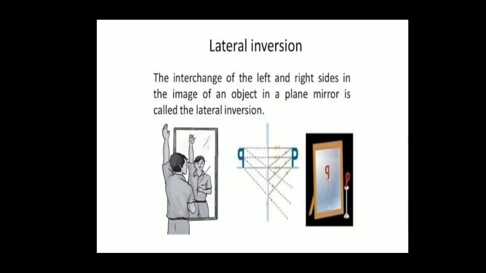So these are the same things. See here in this diagram, a person is lifting his left hand, but the image, if you see, appears as a right hand. So the left changes into right and the right changes into left, but not top and bottom. This characteristic is called lateral inversion, interchanging of the left and right side of the thing. See the letter, it is written. You can write English alphabets and keep them in front of the mirror and see how they change.